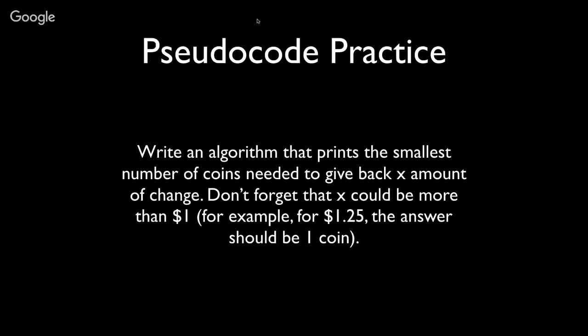Don't try to do this all at once. Maybe just do the first piece. Don't think about the dollar part. Just assume that everything's less than $1 to start off with, and write your algorithm then. Then go back and think about how you might handle the situation when you have more than $1.